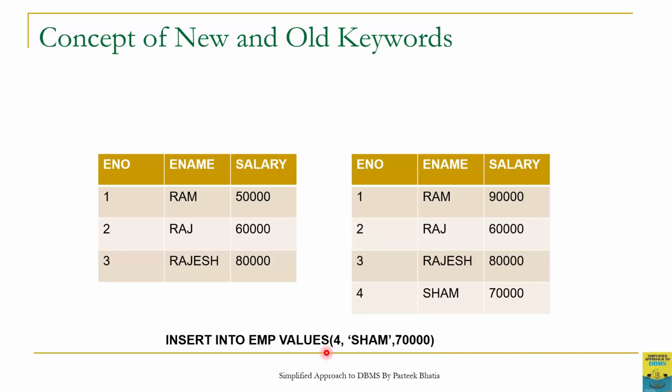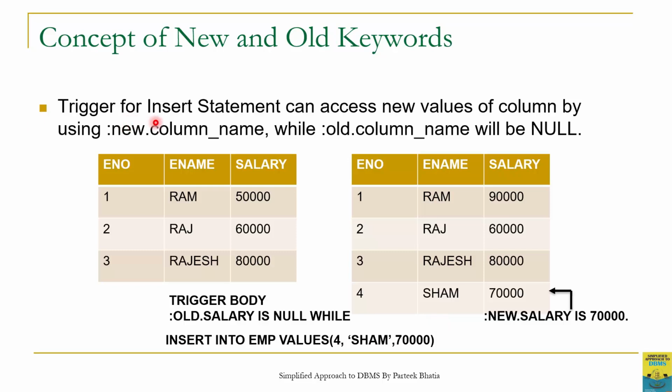The question is, if I write a trigger over this insert statement and try to access :old dot salary and :new dot salary, then what will be the values returned by these keywords? I hope that you have identified the values. If we write a trigger for this insert statement, then we can access the new values of the column by using the keyword :new dot column name, while :old dot column name will return a null value.